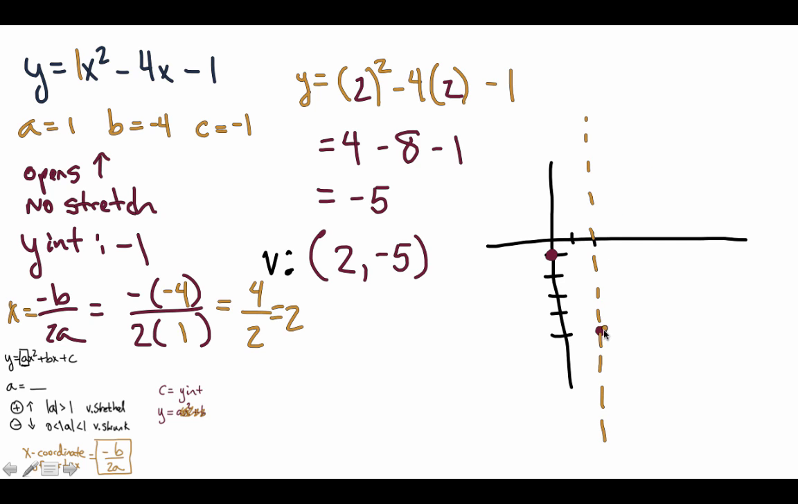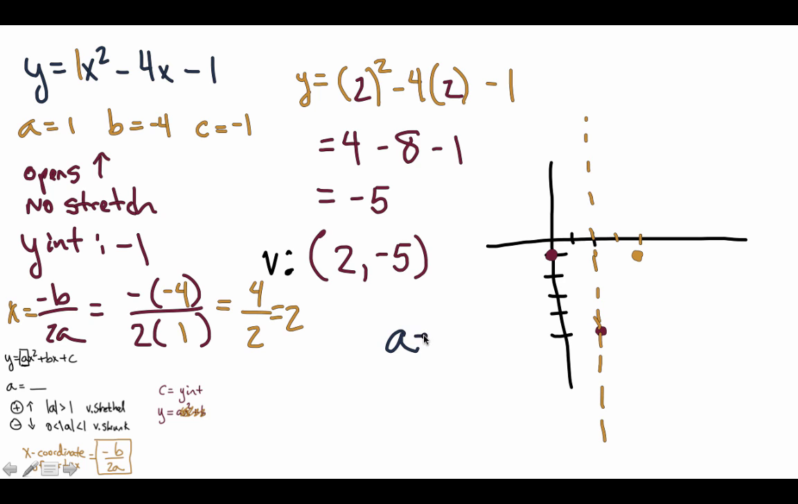So what I know is that this point here, which is 2 spaces away from that vertical line, has a mirror image 2 spaces away right here. And I can graph that point. Now, I can use this vertex in a variety of ways.